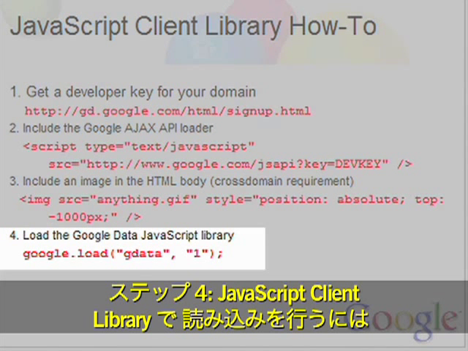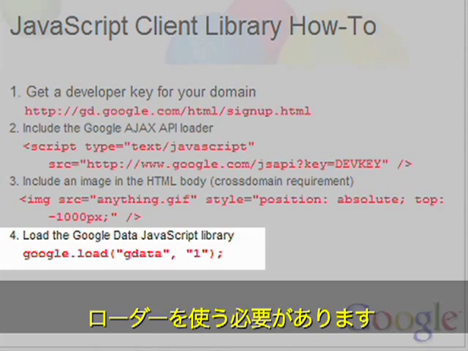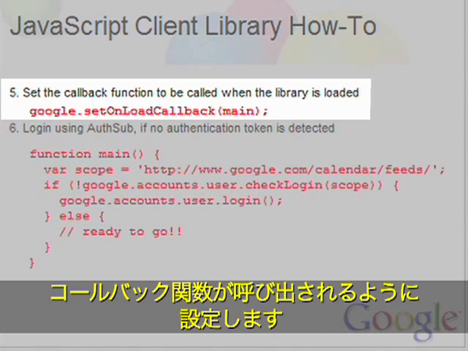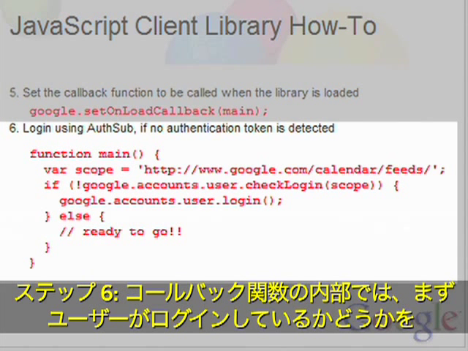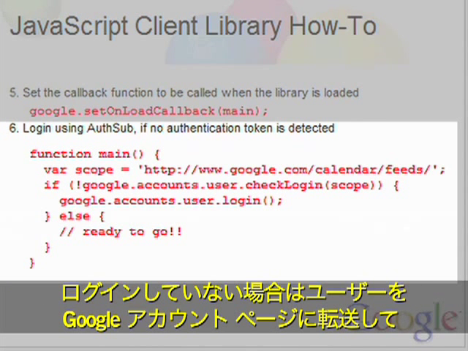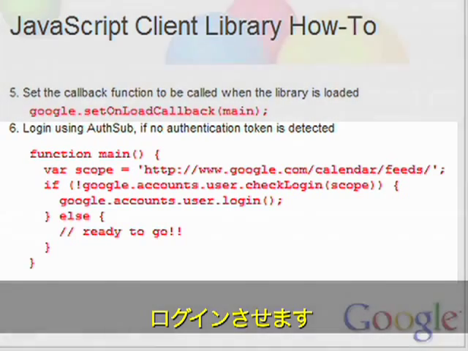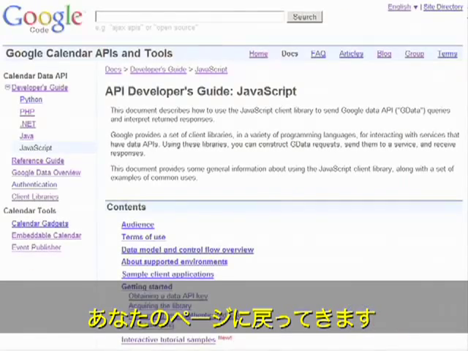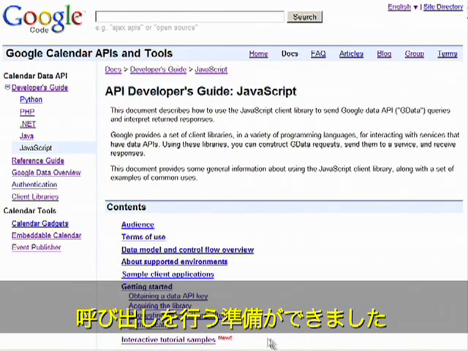Step 4, you need to use the loader to load in the JavaScript client library. Step 5, you now need to set the callback function to be called when the library is loaded and ready to go. Step 6, inside the callback function, you first need to check if the user has logged in. If not, you need to redirect that user to the Google account page to log in. The user will then be returned back to your page when they are authenticated. Now you're ready to use the JavaScript Client Library to make calls to play with the Calendar Data API.